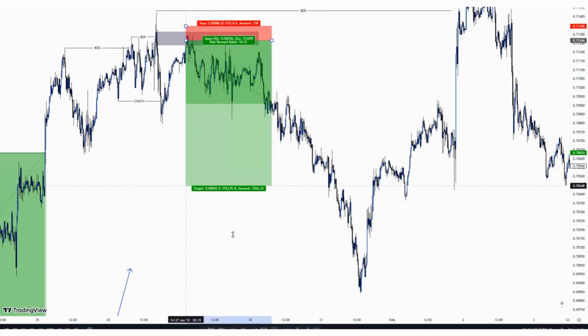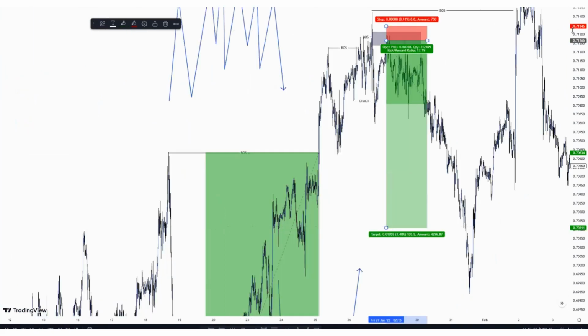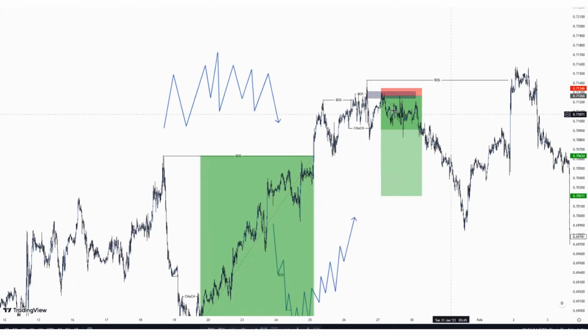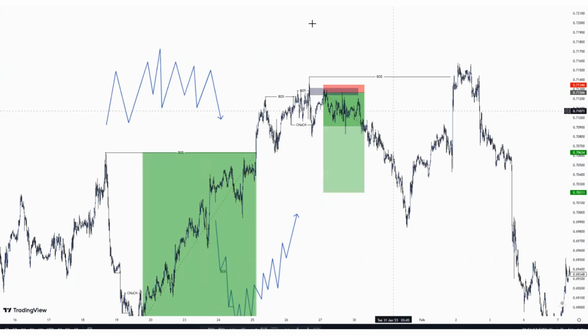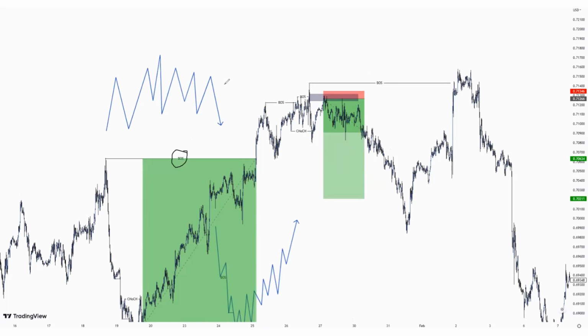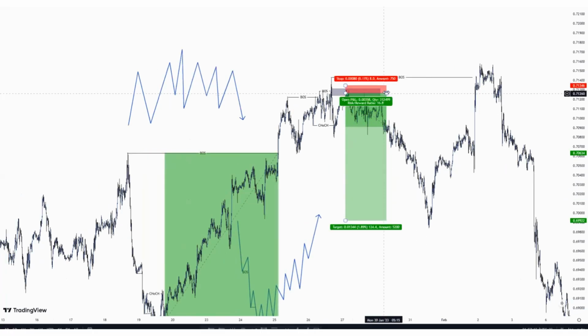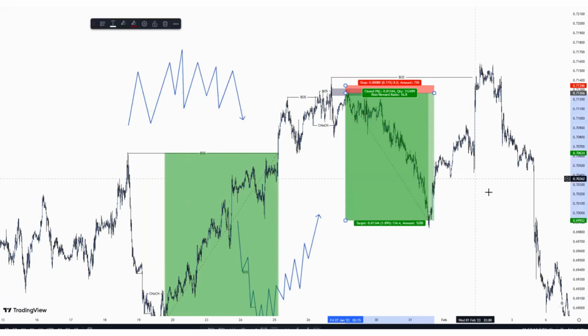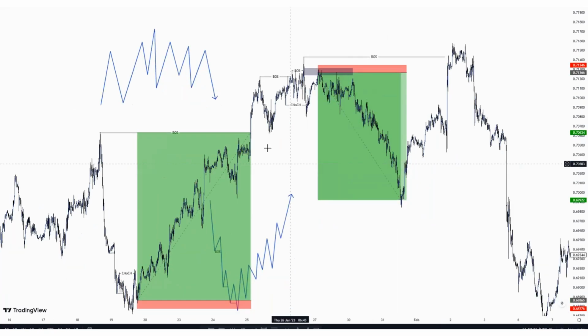But remember, as I've said, this is just a pullback. The overall trend is still bullish. After the break of structure, expect a pullback. The pullback is confirmed by having a change of character in the internal structure. This one, if you see, didn't go that far, but this is a low on its own.